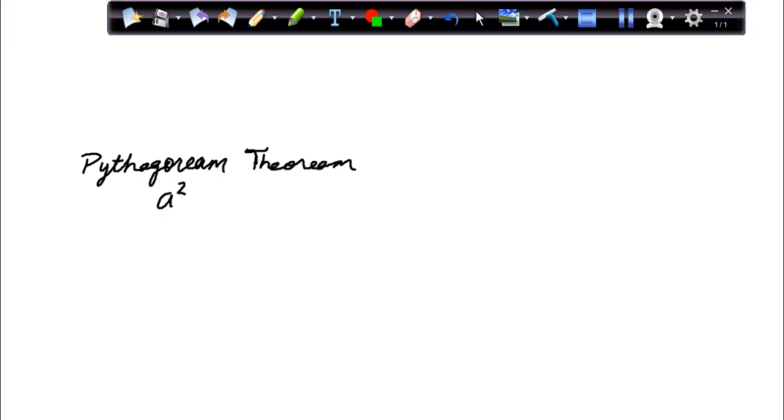So the Pythagorean theorem states that a squared plus b squared equals c squared. A and b are the legs, and c is the hypotenuse of a right triangle. And they illustrate it in your book for you, so here they show it like so.